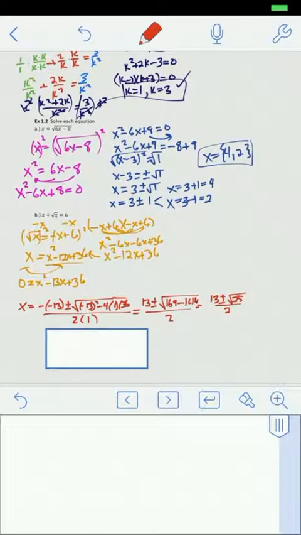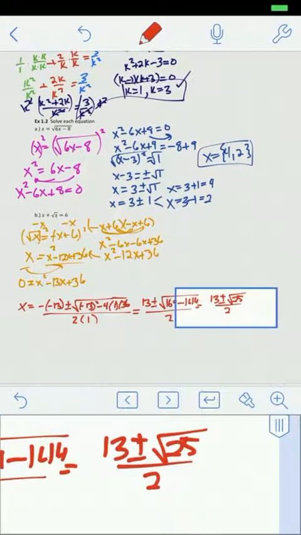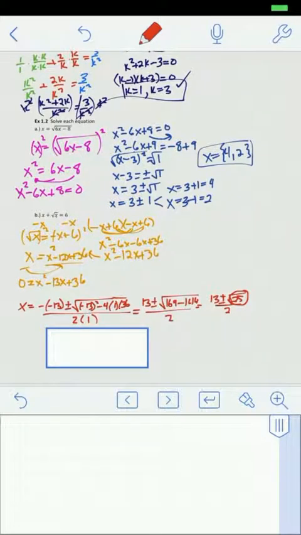Luckily square root of 25 is a perfect square. So since I'm looking here, my discriminant tells me I should get two numbers, right? My discriminant tells me I should get two rational numbers, two real rational solutions. So I have 13 plus or minus 5 over 2 now.